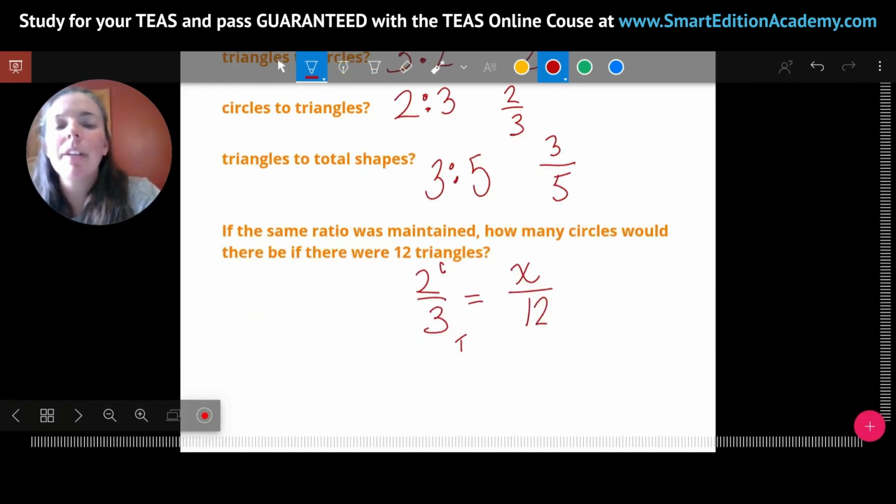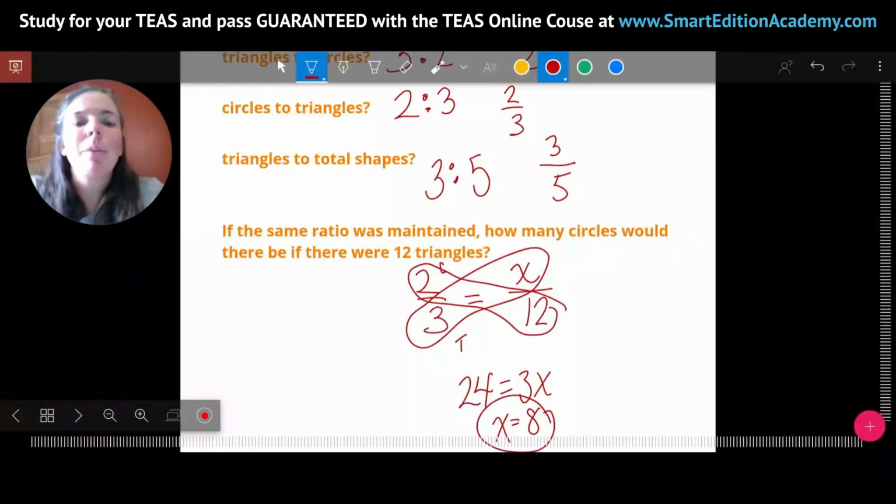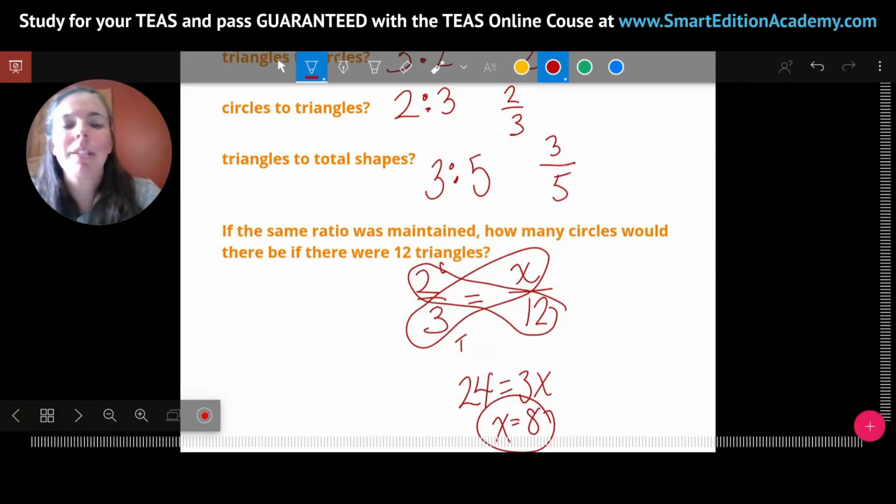If I want to solve this, I could cross multiply. That's one way to solve this. 24 equals 3x. Divided by 3, x would equal 8. So we'd have to have 8 circles. You could also just try to figure out what would make this an equivalent fraction to solve as well. But that's how we may need to use ratios and proportions.